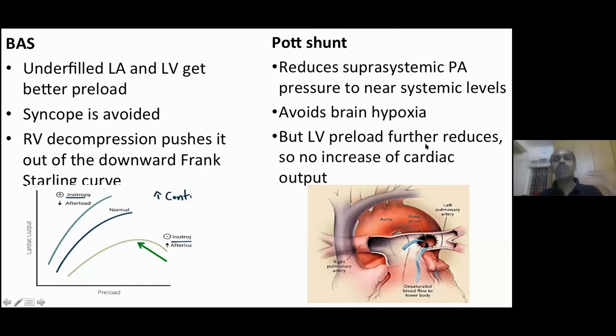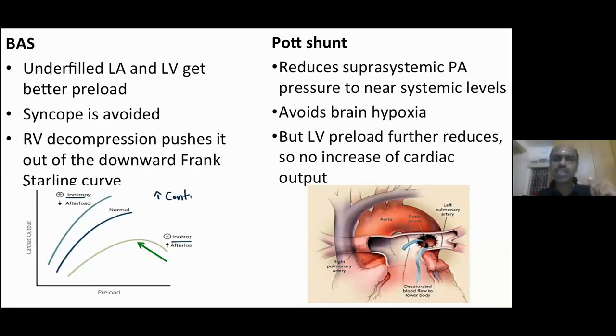The amount of blood that is flowing into the aorta is actually higher after a Potts shunt. Your aortic pressures are maintained after a Potts shunt. Potts shunt keeps a higher aortic pressure head. It facilitates by preventing brain hypoxia, which is the feature of balloon atrial septostomy. However, LV is preload deprived. LV will not have a forward cardiac output.